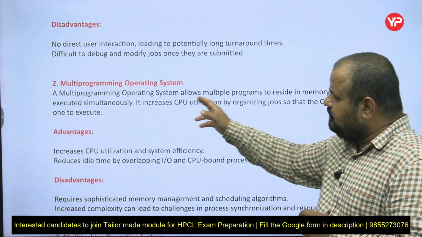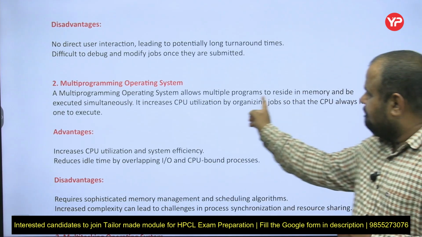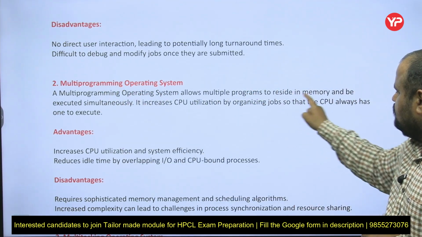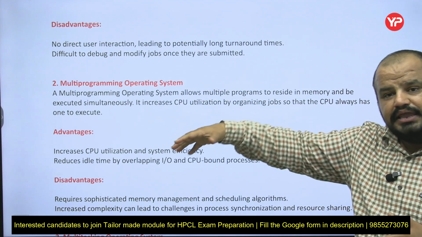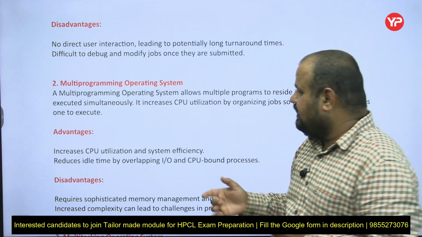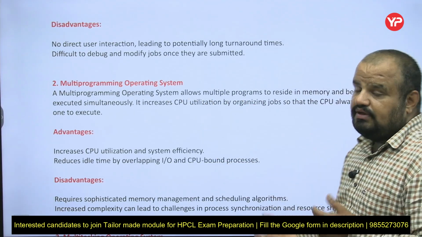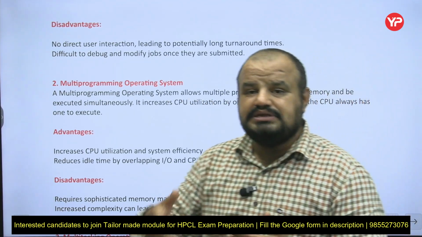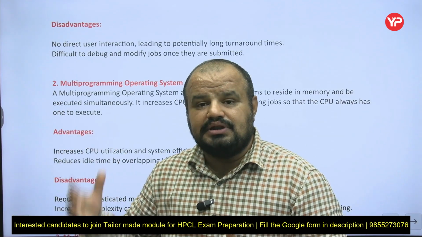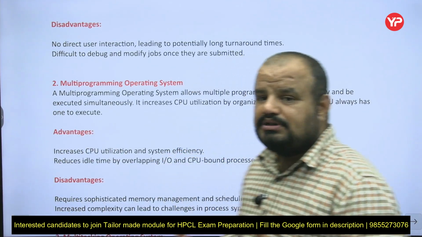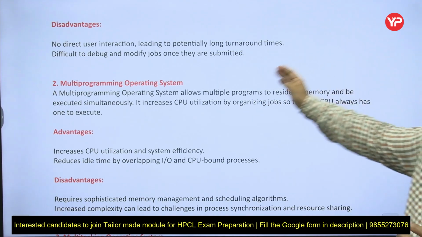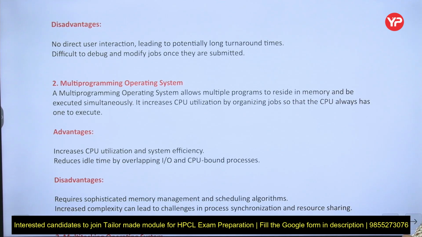See, a multi-programming operating system allows multiple programs, as the word suggests, to reside in the memory, that is, the main memory, and be executed simultaneously. Fine. It increases CPU utilization if a number of processes are executing simultaneously. It means we utilize the CPU as much as possible. That's why CPU utilization is high, so that the CPU always has a process to execute.